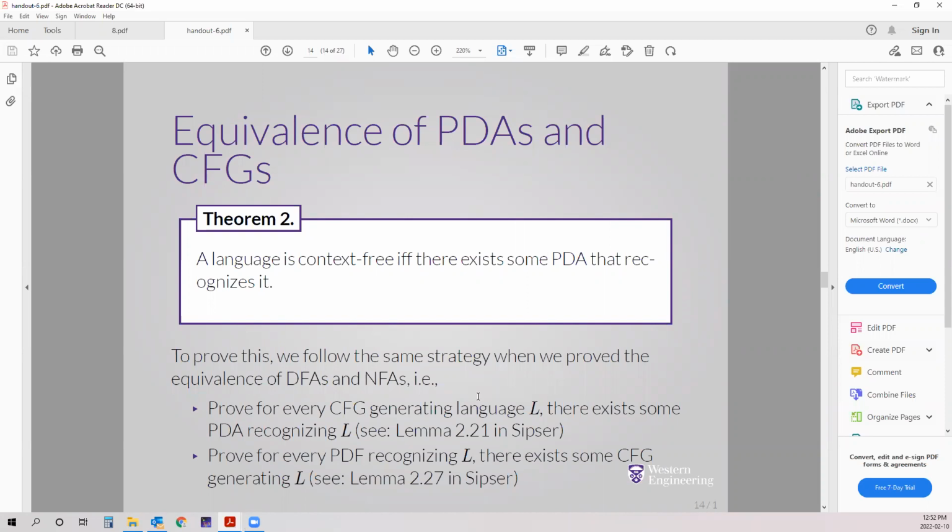and an NFA. The proof: for every CFG generating language L, there exists some PDA recognizing L. So if you go to the Sipser, the other textbook, there is a proof using the pumping lemma or using Lemma 2.21. The proof for every PDA recognizing L, there exists some CFG generating L, and also it's 2.27 in Sipser. If you want to look for the proof, I will not ask you about it.